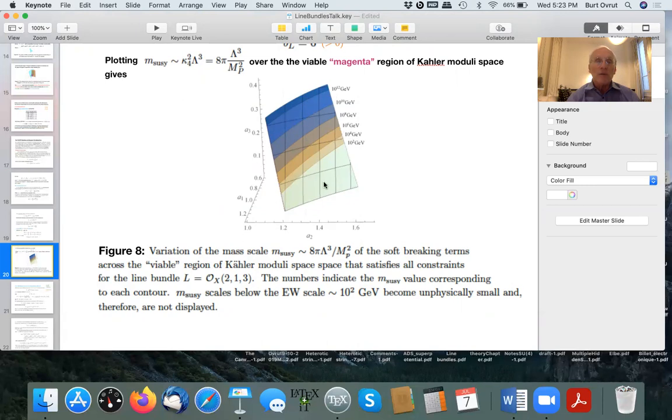So this is the kind of thing one is going to see in the magenta region, but there's a region down here where you could get very nice supersymmetry breaking, soft supersymmetry breaking scales, and we'll discuss that in a minute. Okay.